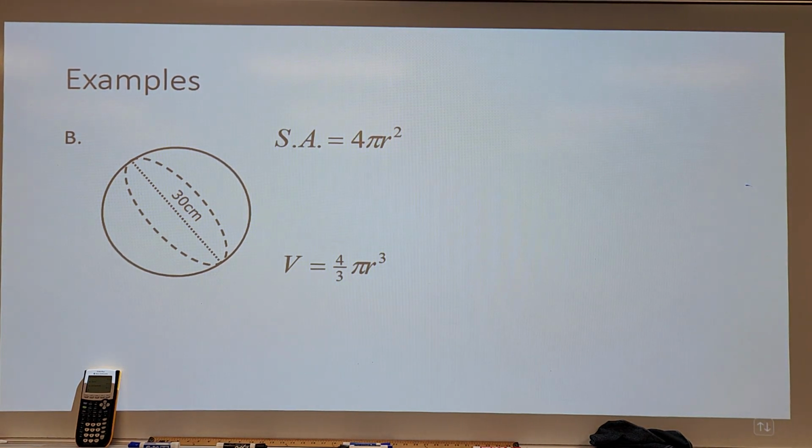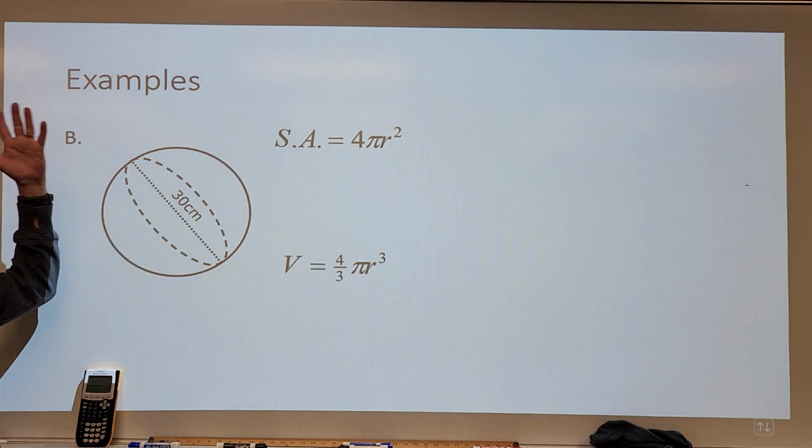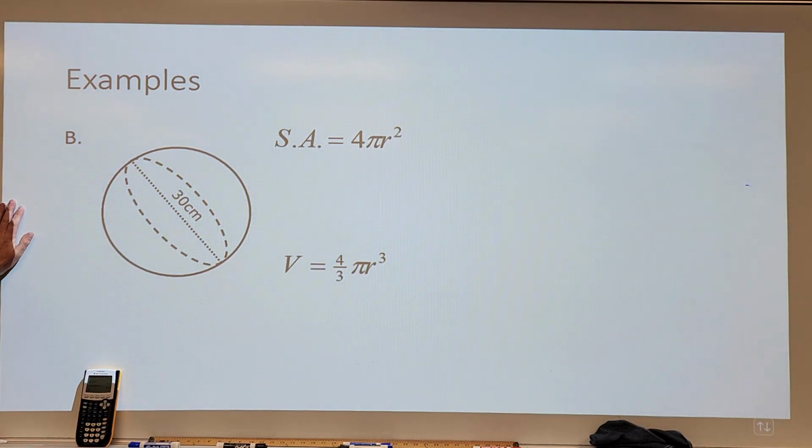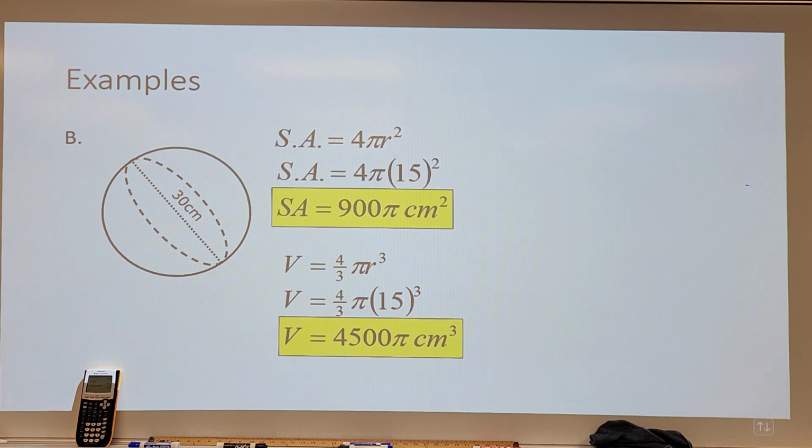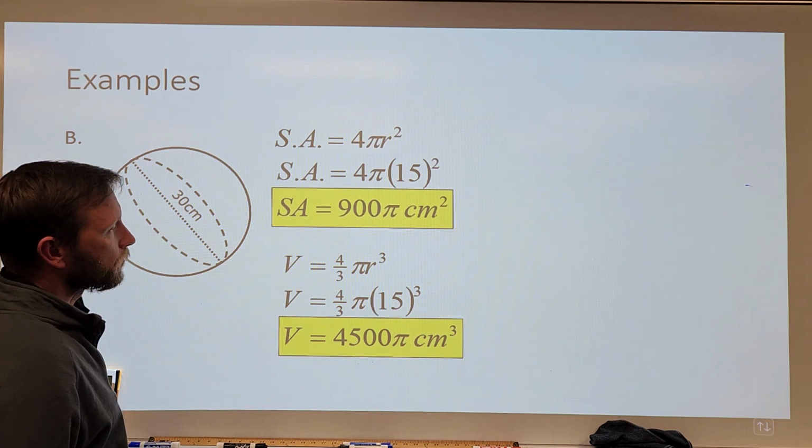The surface area of this ball with a diameter of 30 centimeters or a radius of 15 centimeters means that when we do 4 times pi times the radius squared, we get 4 times pi times 225, which gives us 900 pi square centimeters. For volume, 4/3 times pi times the radius of 15 cubed, so 15 times 15 times 15, but then divided by 3 and then multiplied by 4 and pi, gives us a really big number of pi, right? 4,500 pi cubic centimeters.